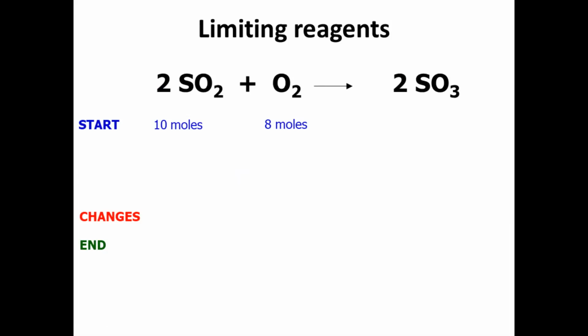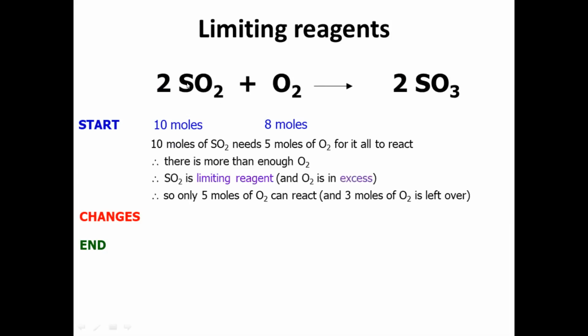Okay, so with 10 moles of SO2 we would need 5 moles of oxygen. There's more than enough, so that means SO2 reacts fully. It's called the limiting reagent. O2 is in excess. So you will fully react all of the SO2, but you will only react 5 moles of O2, right?